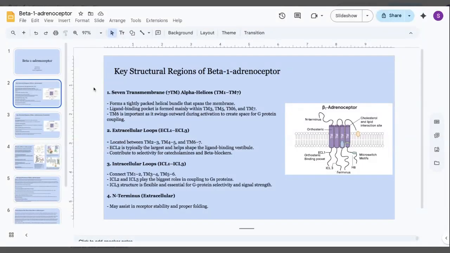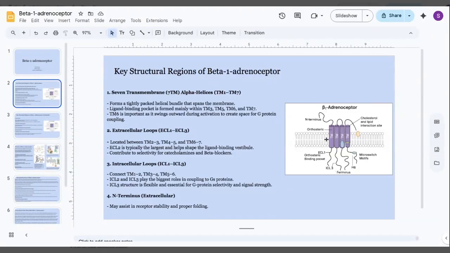So some key structural regions of beta-1 adrenoceptor: we have the 7 transmembrane alpha helices. They form a pretty tightly packed helical bundle that will span the entirety of the membrane. The ligand binding pocket is formed mainly within transmembrane 3, 5, 6, and 7. That's just a small visual.